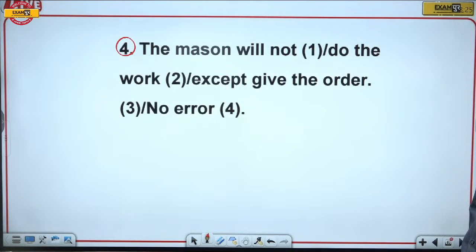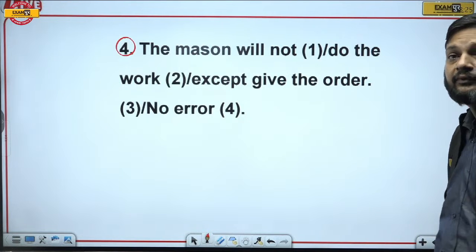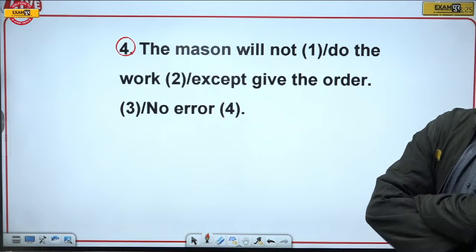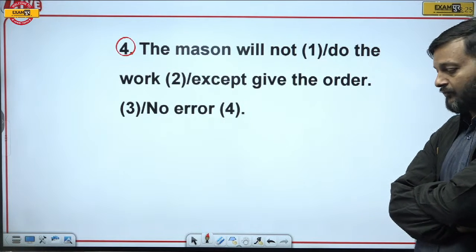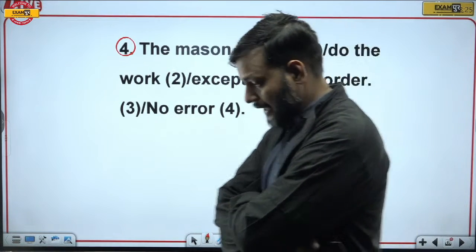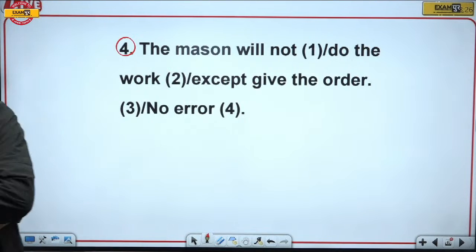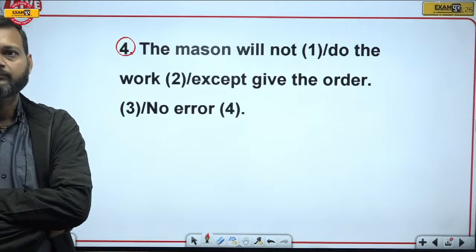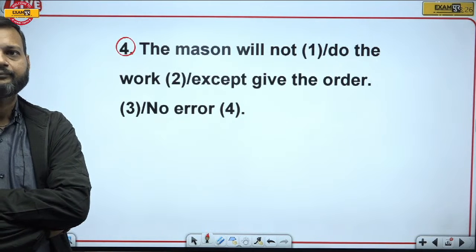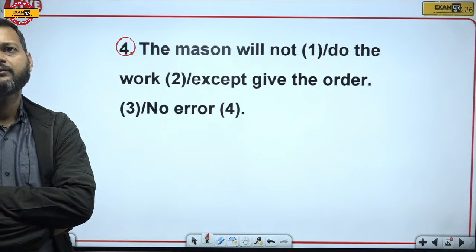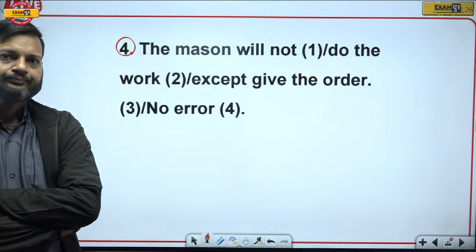The mason will not do the work except give the order. Would you like to give it a try? No, Rajendran. No.